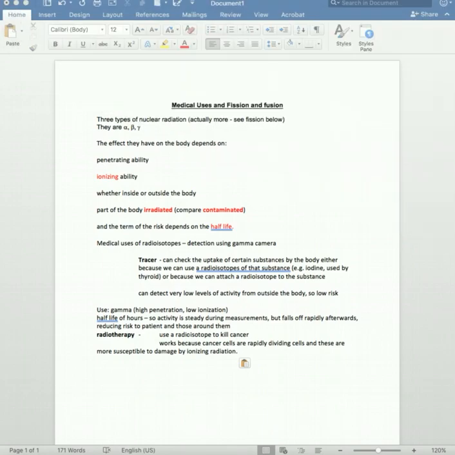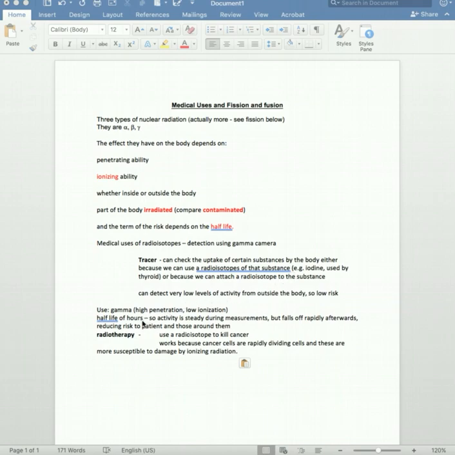Now, the summary of that is you use radioisotopes in medicine as tracers or for radiotherapy. You will use a gamma source almost exclusively. There's one example I can think of where alpha is used, but it is gamma pretty much exclusively. If you're using a tracer, the half-life that you would want would be about one hour, so that the activity remains constant during the procedure, but then falls off rapidly afterwards.